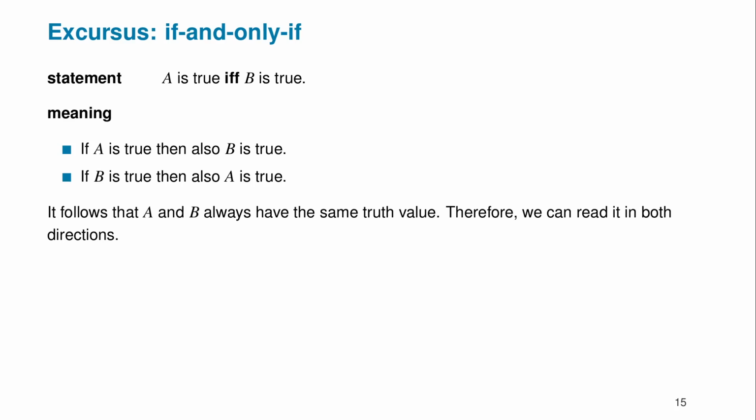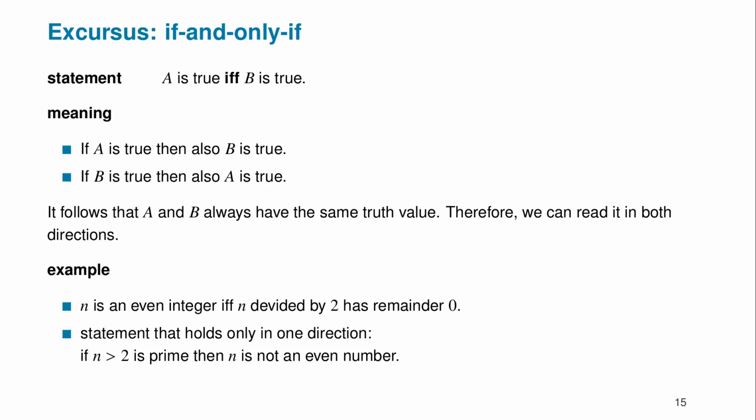This means that if A is true, then it follows that also B is true. And if B is true, then also A is true. So there is a close connection between A and B. They always have the same value. And what is very important is we can read such an if and only if statement in both directions. If we know that A is true, then we conclude that B is true. If we know that B is true, we can conclude that A is true.